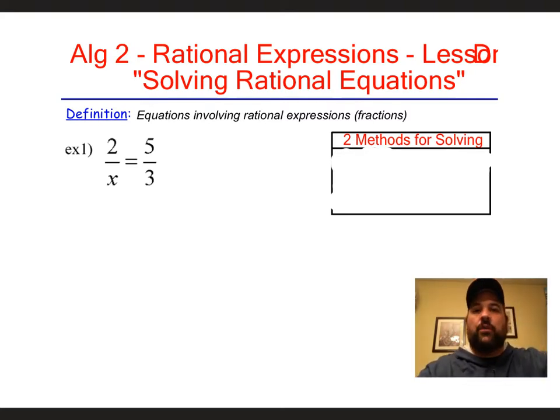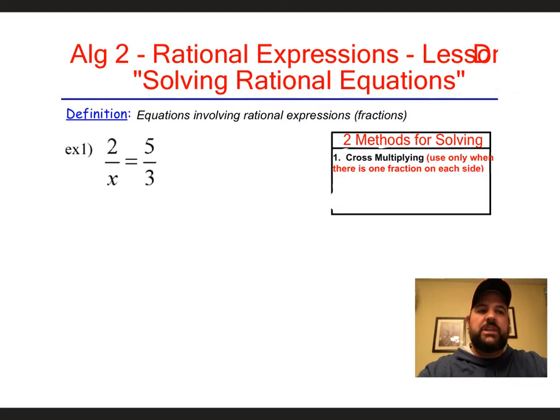The first way involves cross multiplying, and we're going to use that process specifically whenever we have one fraction on each side of the equation. And in this case, we have just that. So what we're going to do to solve this one is we're going to cross multiply.